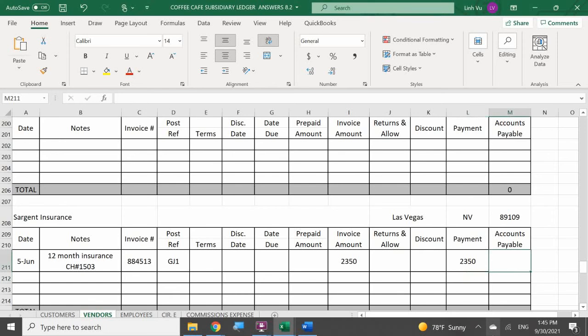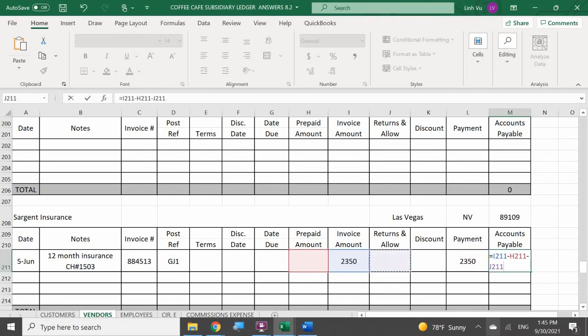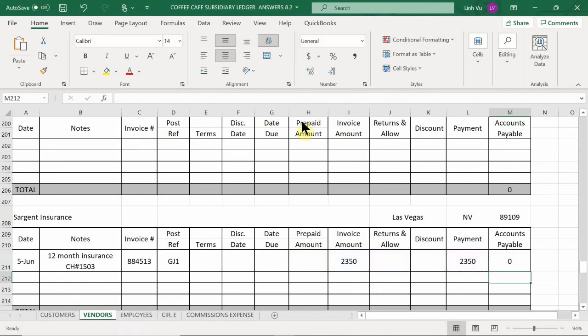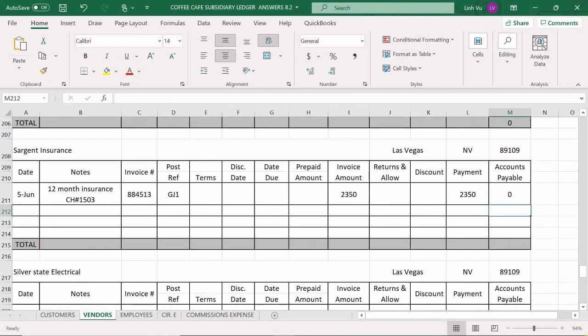Okay. So in this case, once again, we're going to take the invoice amount and subtract any prepaids. If we made a payment in advance, it would decrease my liability. If we returned something, it would decrease the liability. If we got a discount, it would decrease the liability. Or last but not least, a payment will decrease my liability. So in this case, I owe Sergeant Insurance nothing.